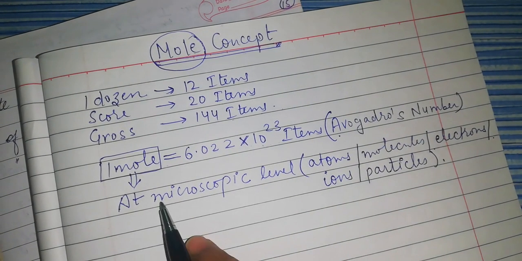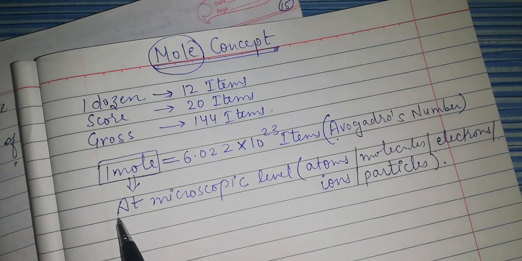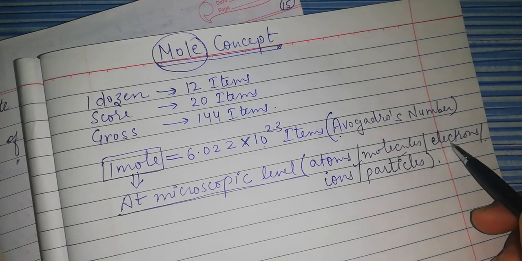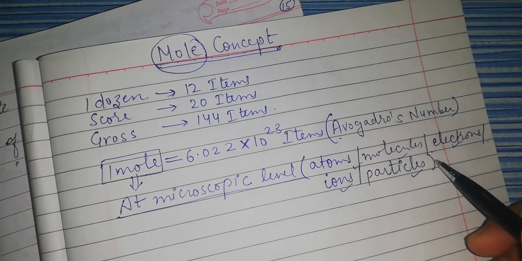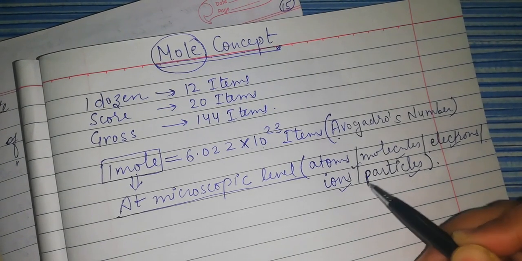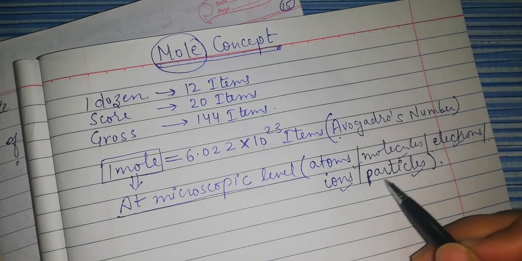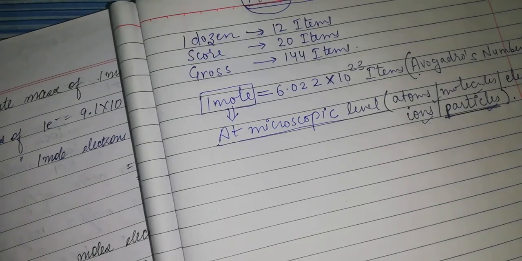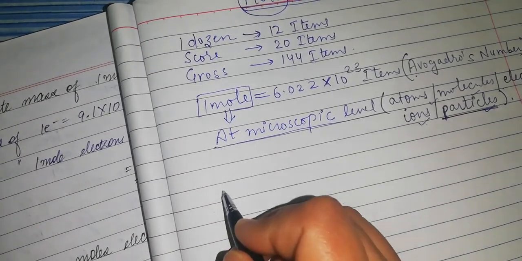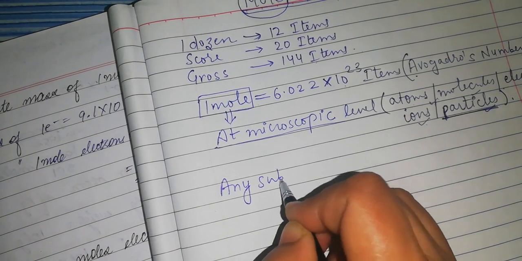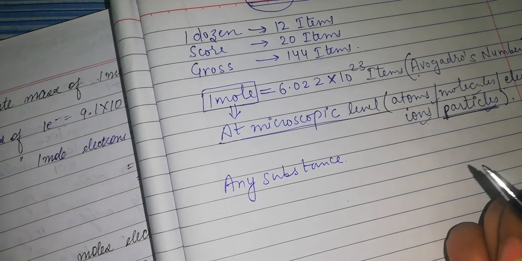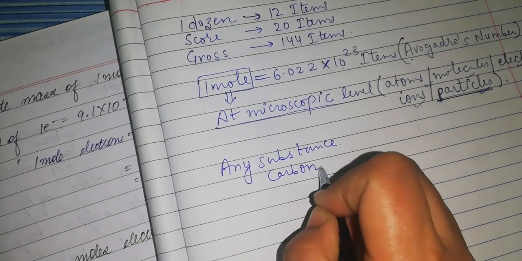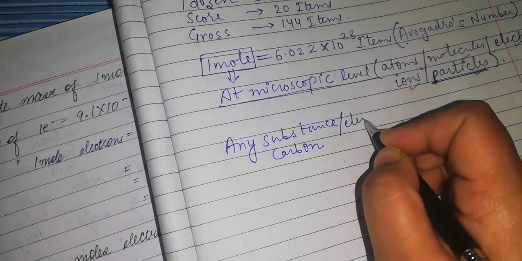Now the term mole is used for the particles which are at microscopic level. For example, atoms, molecules, electrons, ions. In general, we can use the general term particles, of particles of anything. Now see, any substance. Any substance means it can be carbon or any element.